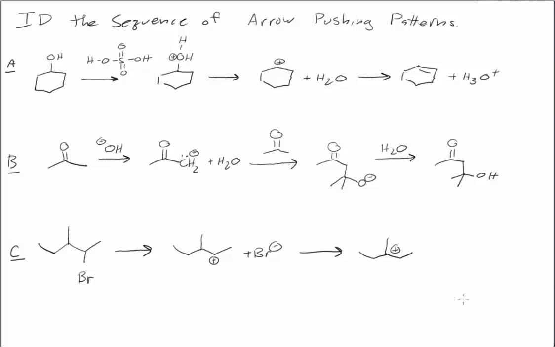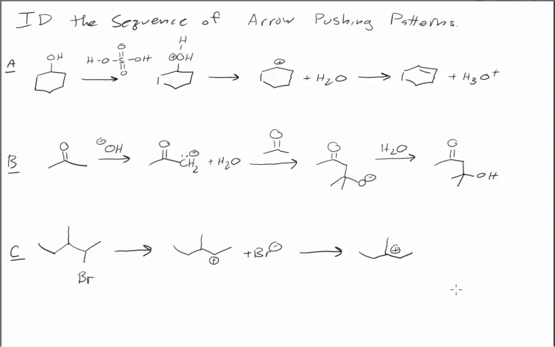We've been working with arrow pushing patterns and generally looking at one, maybe two in a row. But most reactions that we'll see in our class and in second semester organic chemistry involve two or more of these patterns strung together in a sequence that we call a mechanism. And basically the mechanism is an organic chemist's roadmap that helps us get from the reactant to the product.